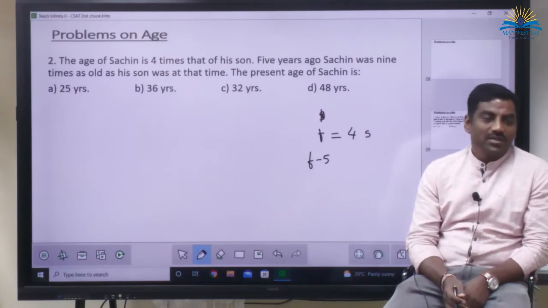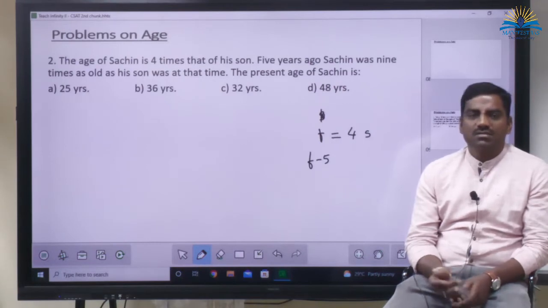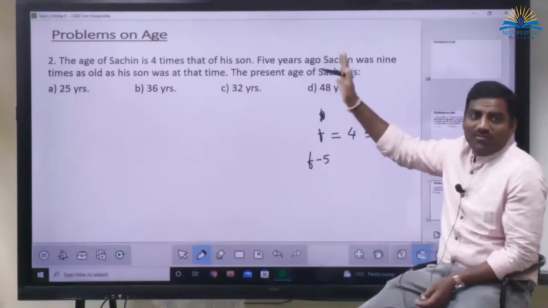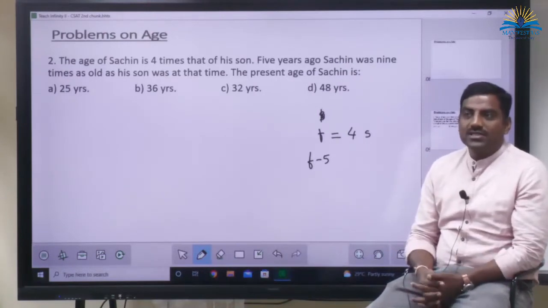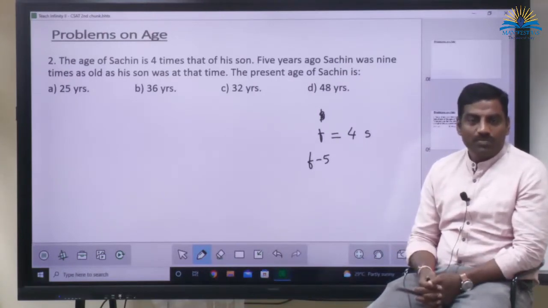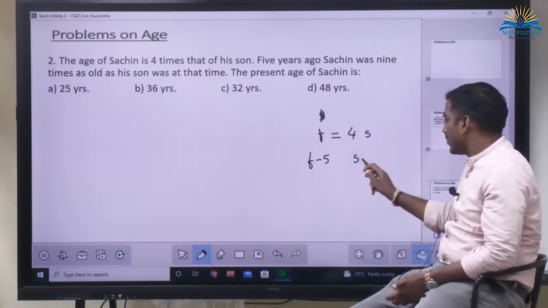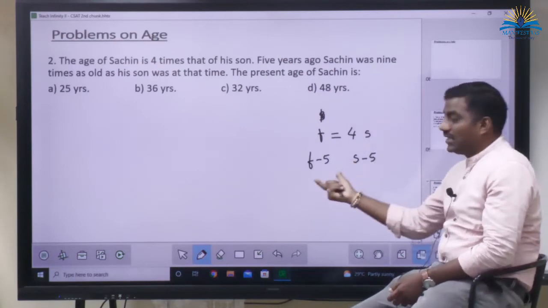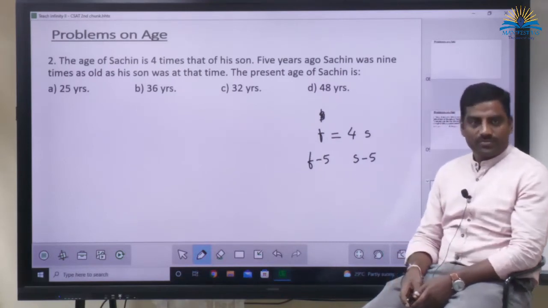The son's age? This will simply confuse you. First, be sure about what you know. The father's age 5 years ago is F minus 5. The son's age 5 years ago. Don't read ahead, I'll come to this. Now, this is the father's age 5 years ago. This is the son's age 5 years ago. Yes?